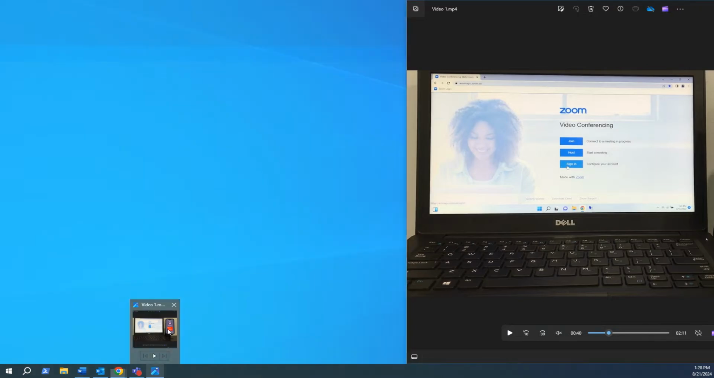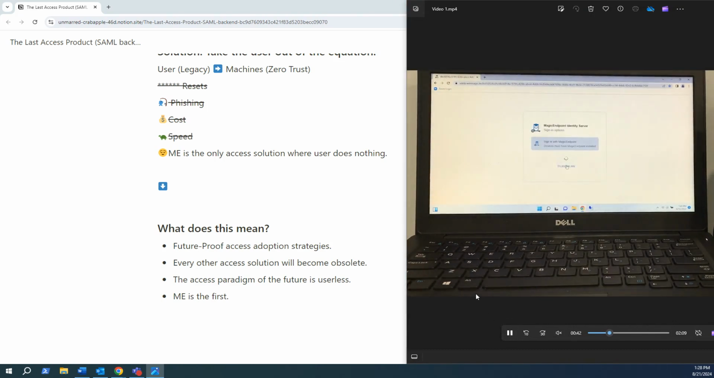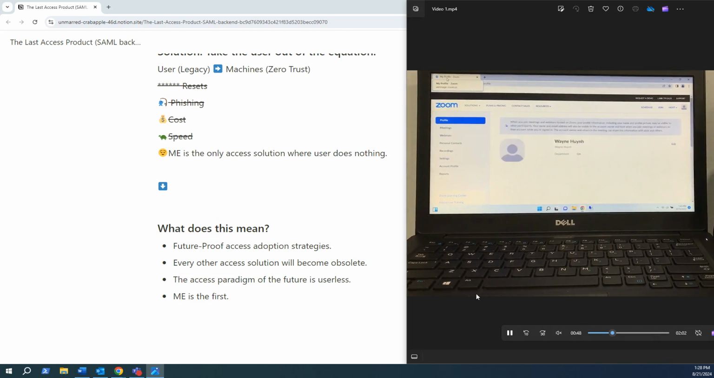Let me go ahead and show you the demonstration of this. As you can see here, the user is trying to sign into Zoom. And as soon as they sign in, there are some security checks that happen in the back end. And then as soon as that happens, the machine lets you log into the computer. And it's as simple as that.